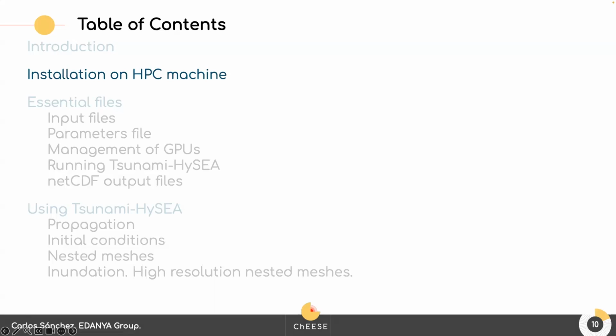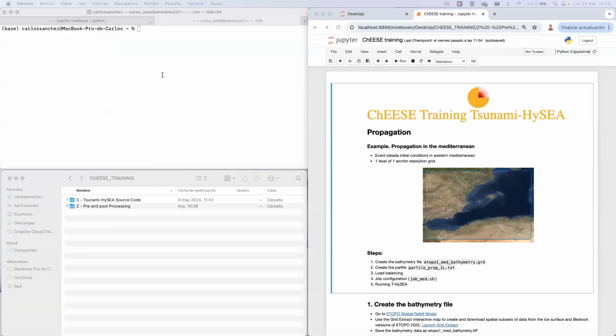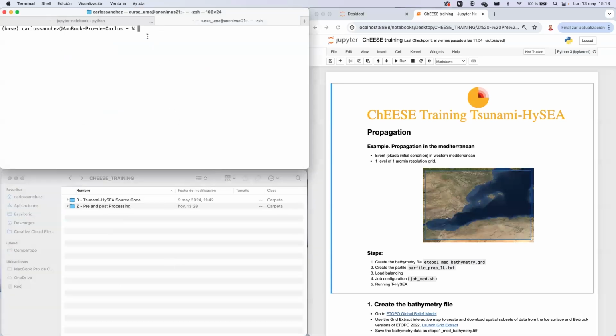I'm going to demonstrate the installation on Thika. Thika is a small cluster of the Andalusian supercomputing network here in Spain. Thika only has 6 GPUs, but it will be sufficient to illustrate how to launch a simulation and get started with Tsunami-HySEA. So we are going to connect to Thika, and I will show you how you can install Tsunami-HySEA from scratch. So let me access Thika. Okay, you see my screen, right? I'm going to access the cluster.